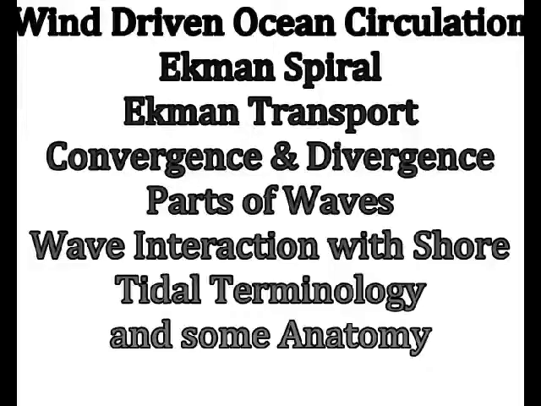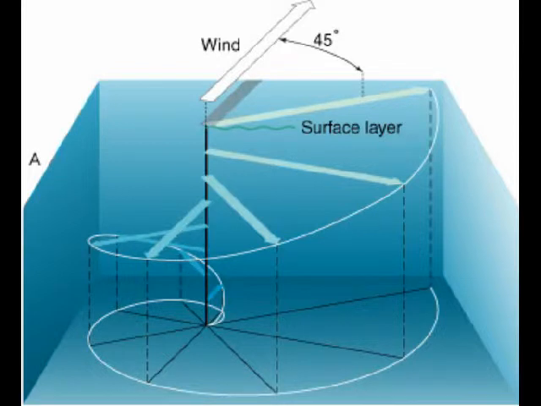Semester 2. In Semester 2, I learned about wind-driven ocean circulation, Ekman spiral, Ekman transport, convergence and divergence, parts of waves, wave interactions with shore, tidal terminology, and some anatomy. Thanks to Coriolis, we have what we call the Ekman spiral. It causes surface water to flow 45 degrees to the right in the northern hemisphere and to the left in the southern hemisphere of the wind.